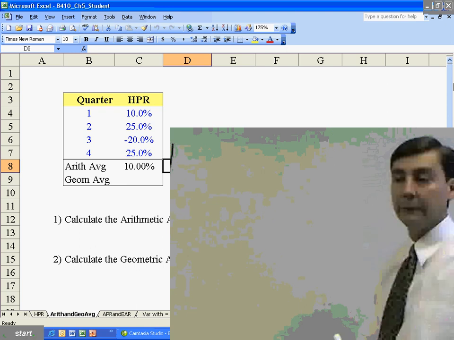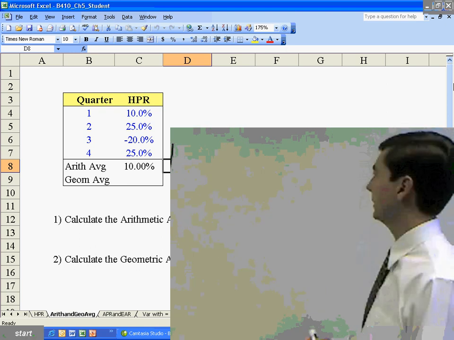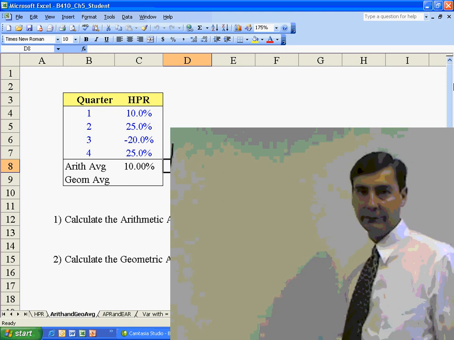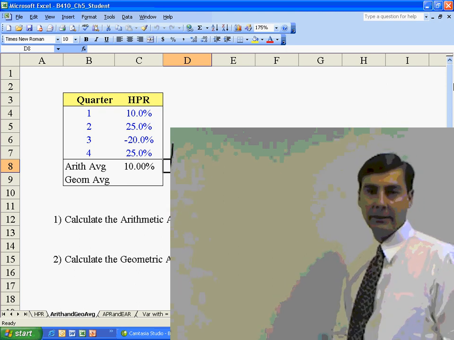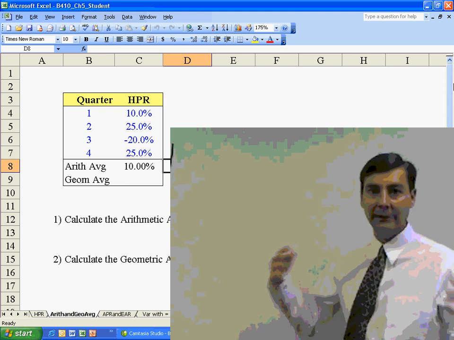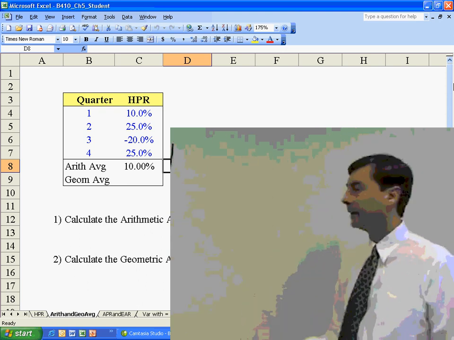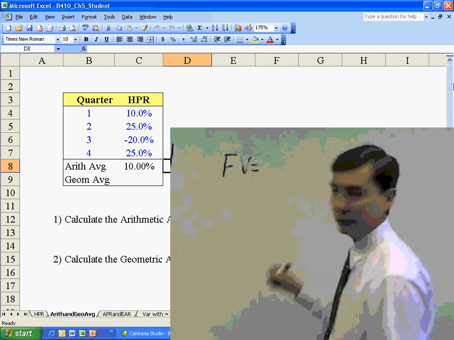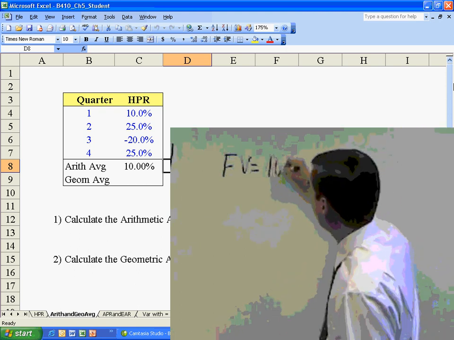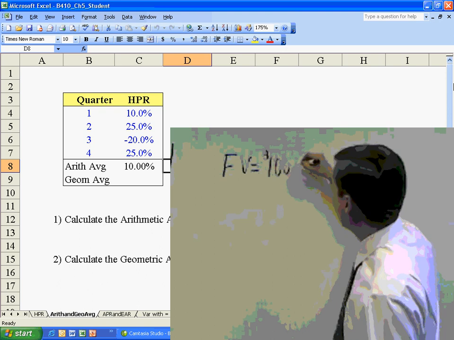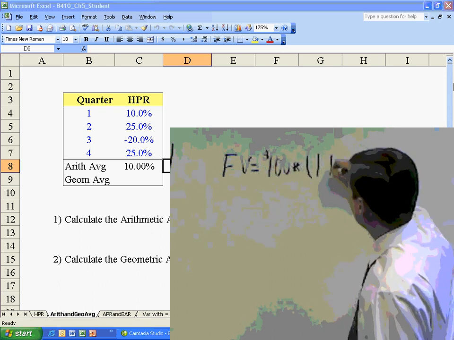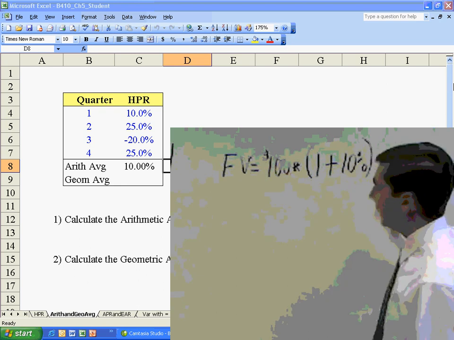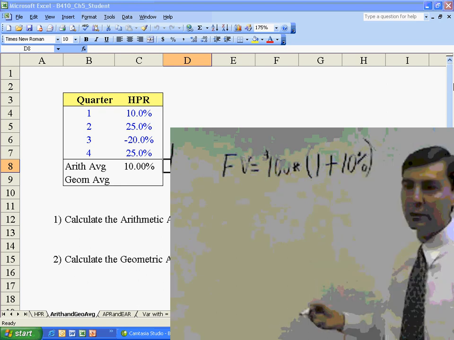To introduce the topic of a geometric return, I want to just show you an interesting relationship. Some of you may already know this, but let's just review it quickly. If I want to calculate the future value of something using the longhand mathematical method, here's what you do. I'd say the future value is equal to some dollar amount, so let's say $100, times 1 plus an interest rate, so let's say 10%, raised to the power of however far you want to go into the future.